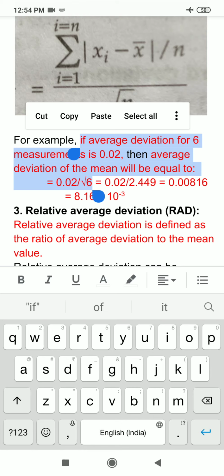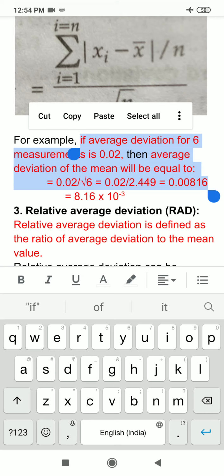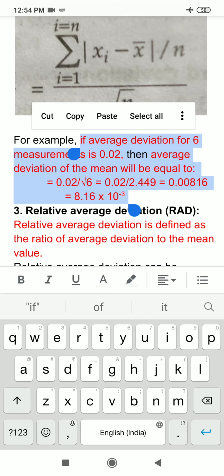Is it clear? So under root 6 comes out to be 2.449. So the average deviation of the mean would be equal to 0.02 divided by 2.449, and this comes out to be 0.00816, and I can write this as 8.16 into 10 raised to power minus 3. This is the average deviation of the mean.